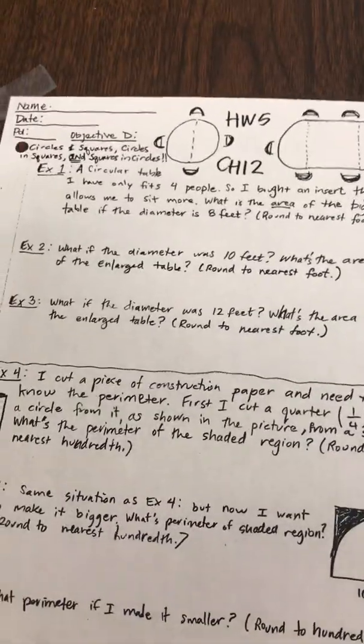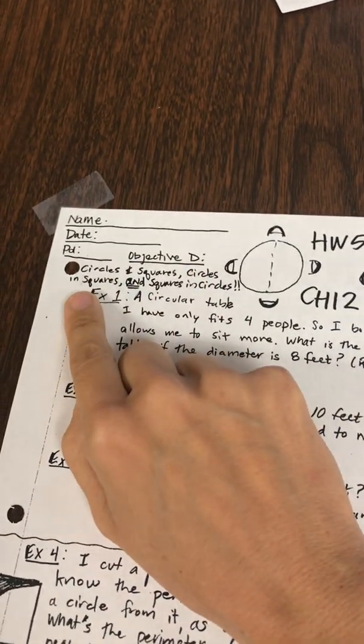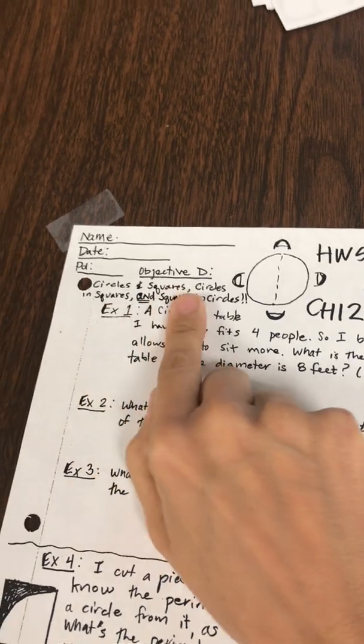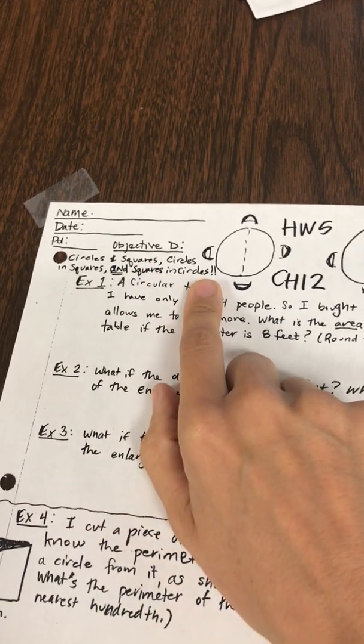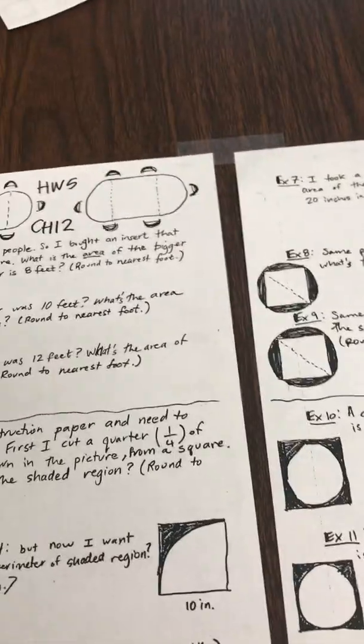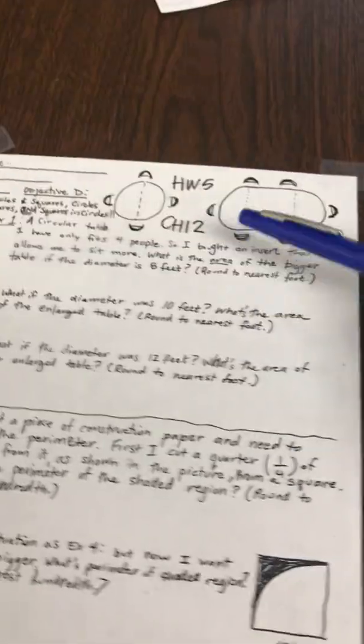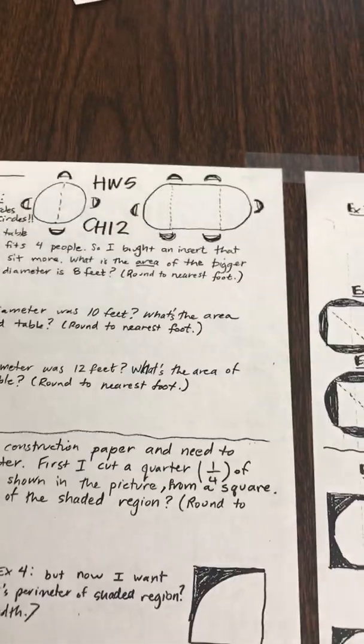Hi, welcome. We're going to do homework 5, and it's circles and squares, circles in the squares, and squares in the circles. We did a couple problems like these. I don't think we did this problem. Yeah, we did one of these, and one of these, depending on the class. So, okay, let's do it.